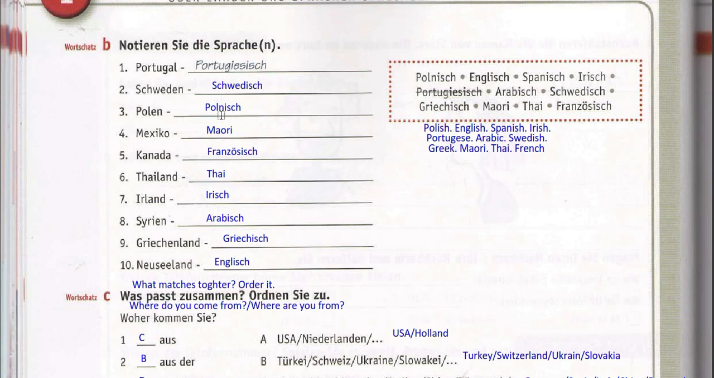Poland, Polish, in Poland, in Sweden, Swedish. Mexico, Spanish. New Zealand, Maori. Canada, say Französisch. Thailand, Thai. Ireland, Irish. Syrian, Arabic. Greece, Greek. New Zealand, English.